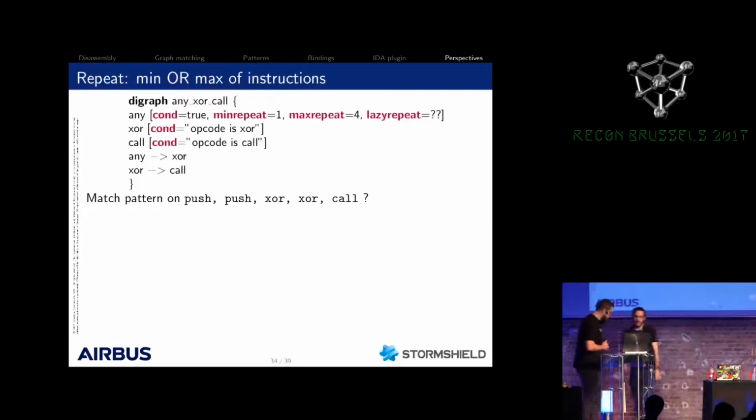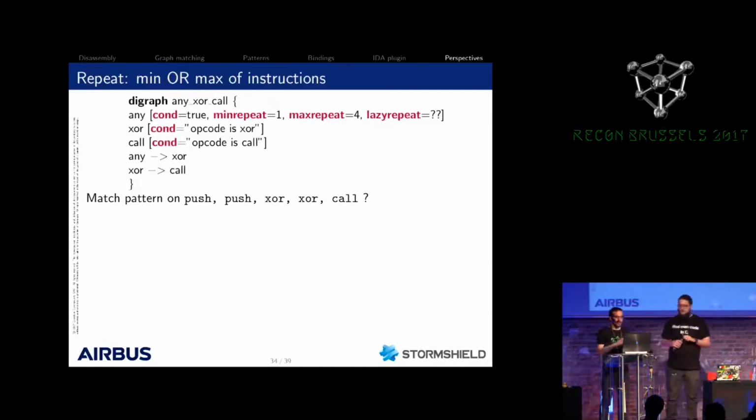There is another limitation in how we write patterns. We explained how we can do node repetition, but there is one limitation. With node repetition, we can either say I want the least number of matched instructions, or I want the maximum number of matched instructions. There is no in between. So the problem is this one.